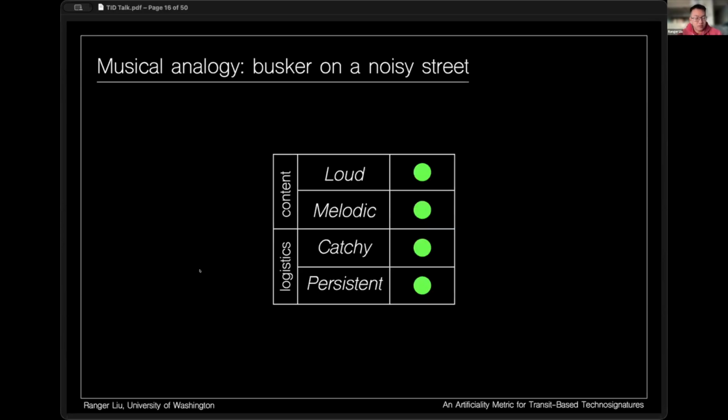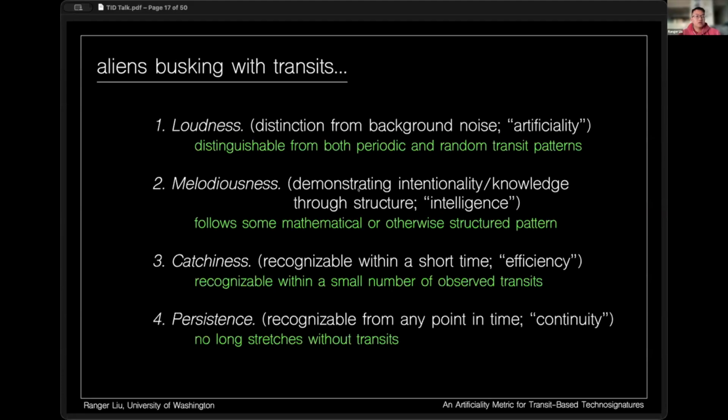And as a shorthand throughout the talk, we're going to put these four criteria into a kind of scoring card that we can use to grade our potential beacons, ideally by quantifying each of these parameters. So finally, we want to specify these criteria to our particular case, so thinking about beacons made of transit patterns.